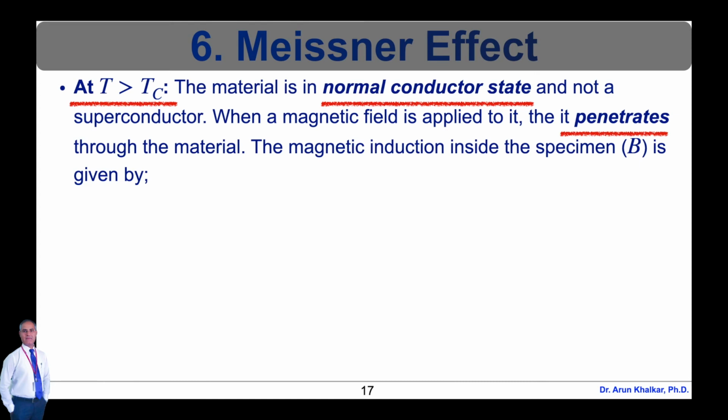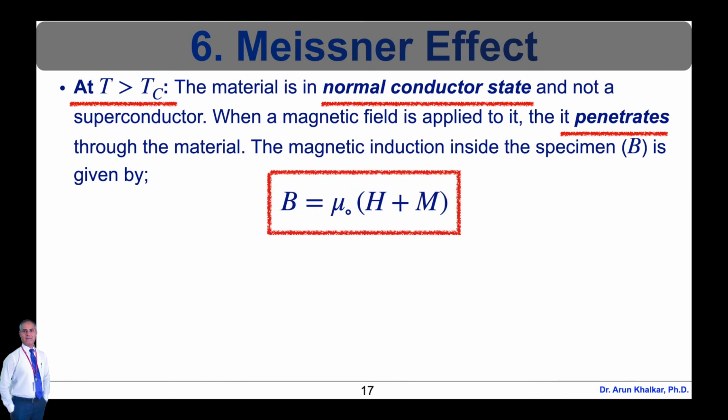When a magnetic field is applied to it, it penetrates through the material. If capital H is the external magnetic field and capital M is the magnetization produced within the sample, then the magnetic induction inside the specimen, capital B, is given by B = μ0 (H + M).